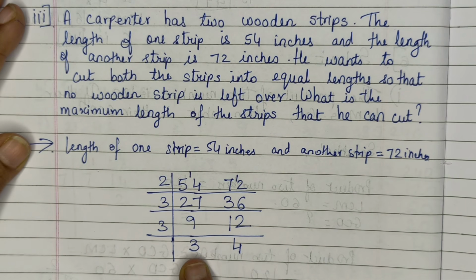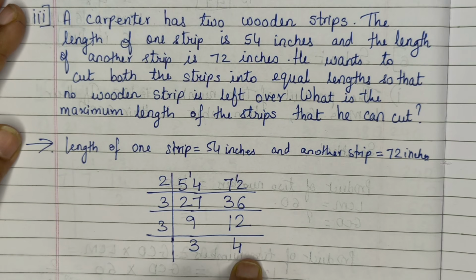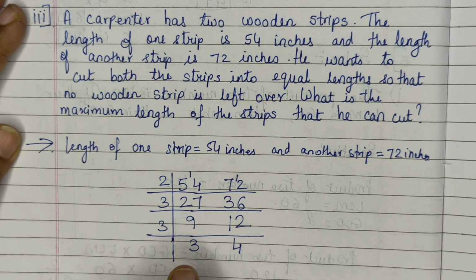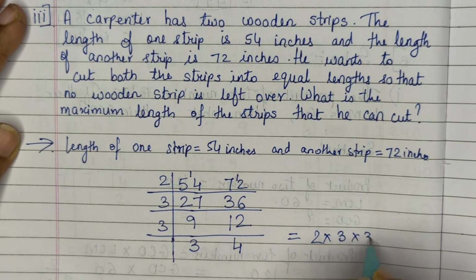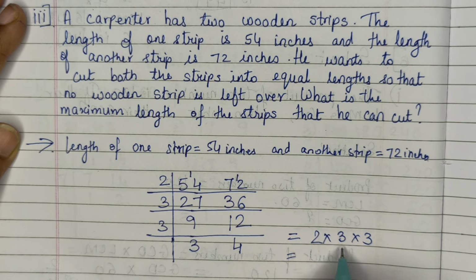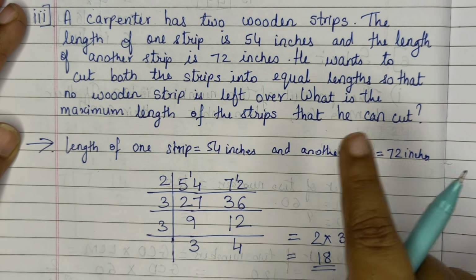See now 3 is a prime number, doesn't go in any table, so we have to stop over here. Understood? We have to stop this factorization. If it would be LCM, we would have continued, but it is GCD. Okay, maximum GCD, so we have to stop this. So what are the factors you get over here? 2 into 3 into 3. That means 2 3s are 6, 6 3s are 18.